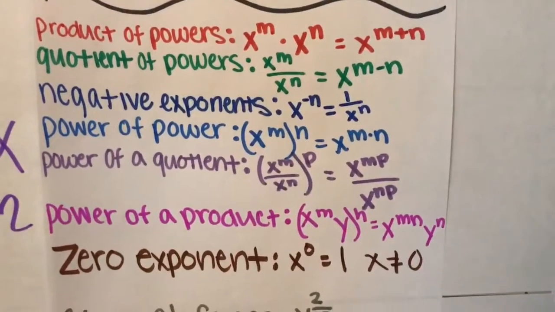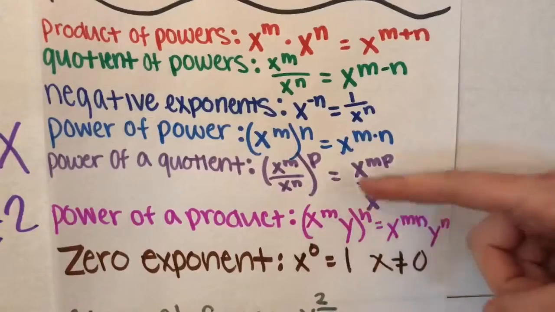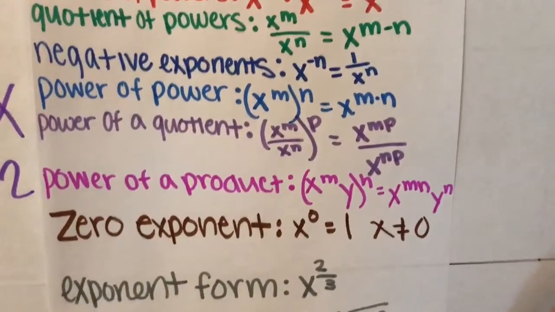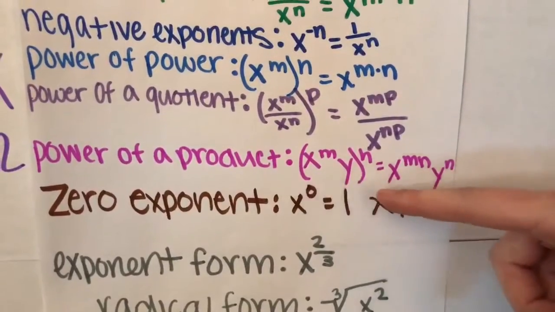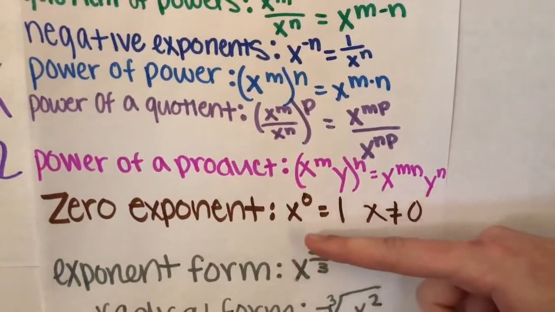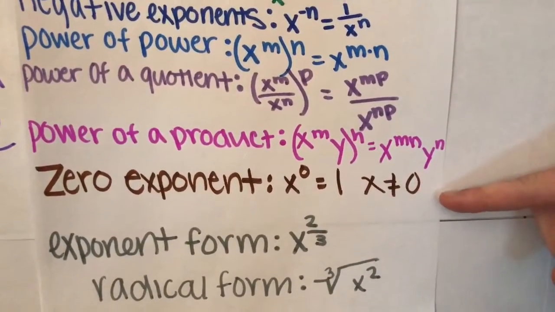When you have a power of a quotient, you would carry it over to both exponents, so it'd be x to the m to the p and x to the n to the p. Power of a product is the same way. You would just carry the exponent over, but to both of them. And for a zero exponent, anything that's raised to the 0 power equals 1, and x would not equal 0.